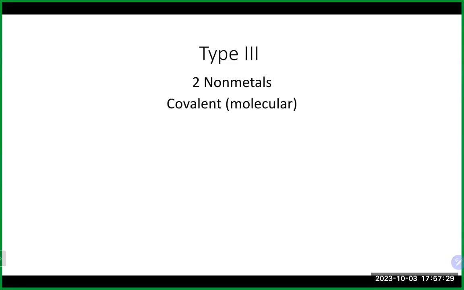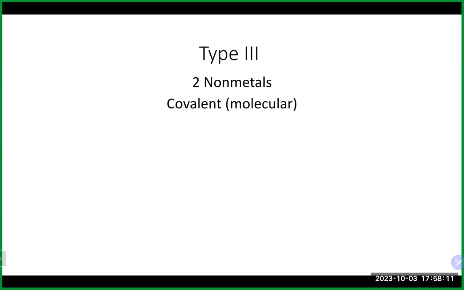All right, the last, or close to the last type of naming that we're going to do is one that's sometimes classified as type 3. And type 3 compounds are 2 nonmetals together. And as we know, 2 nonmetals together basically means that we're going to be sharing electrons. And this is more of a covalent or molecular compound. Type 3, frankly, is the easiest one to name, but it's also the one people screw up the most on.